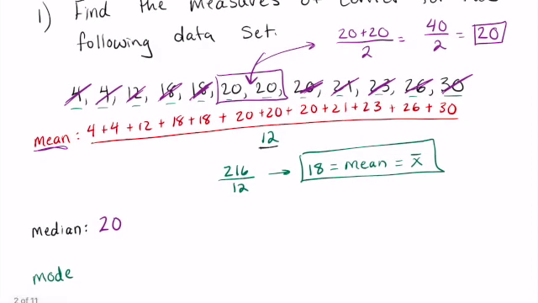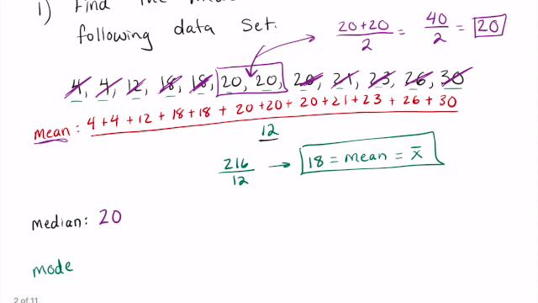So remember, my mode is what number is used the most. So as I go through and count up my numbers, I have 2 4s, I have 2 18s, I have 1, 2, 3 20s, and that's it for the number pairing. So since 20 is used the most times, since 20 is used 3 times, my mode will be 20. And that's it. That's my measures of center.